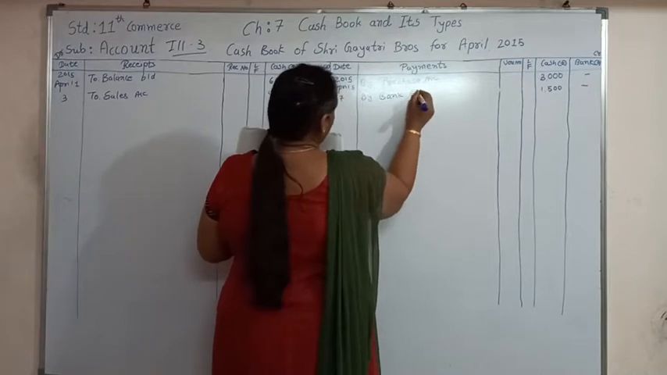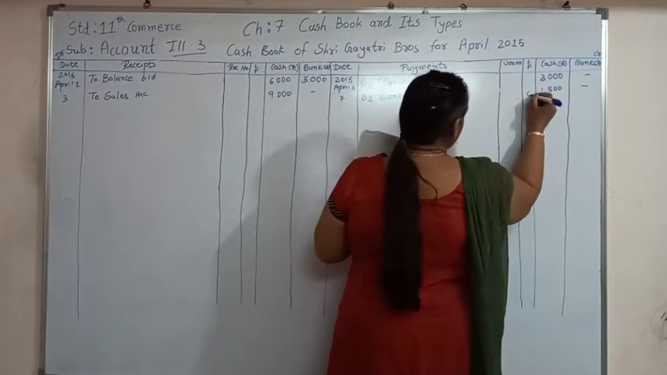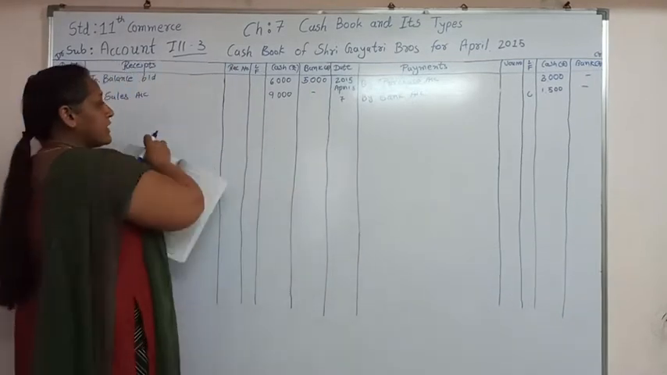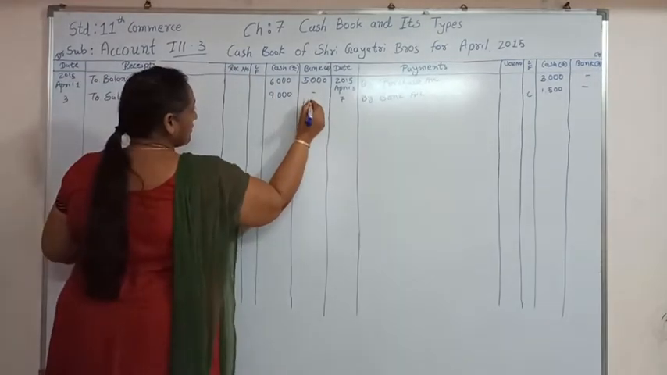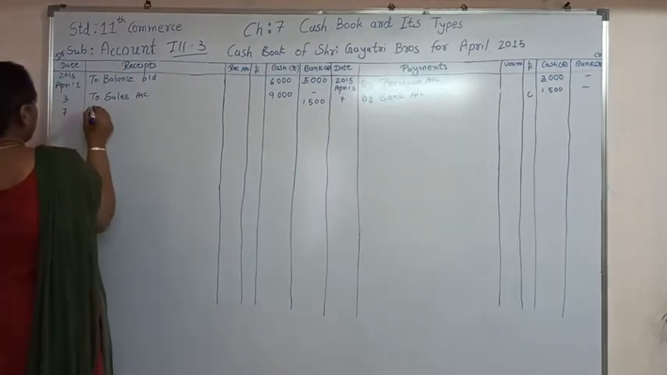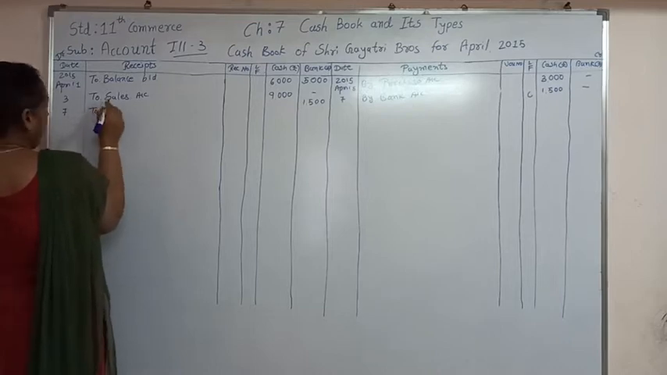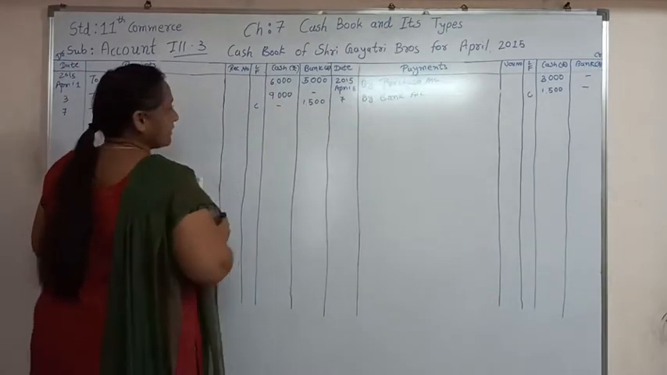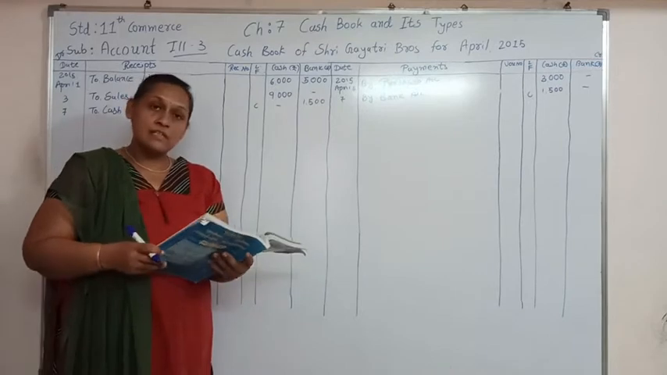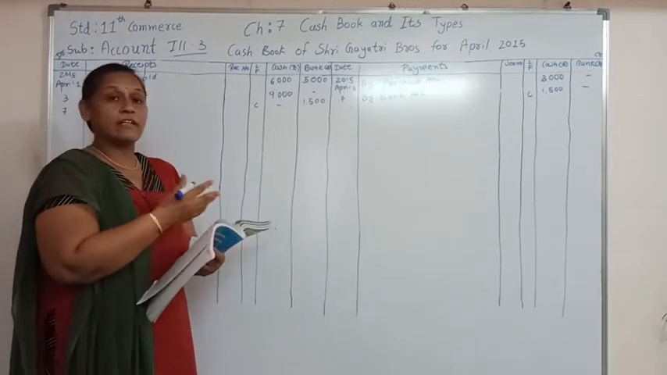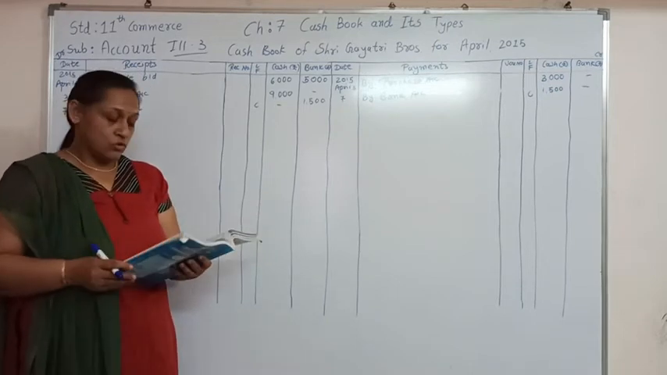As it is a contra transaction, in the column of LF we are going to write contra, and the same money we are going to receive in our bank account. So in the bank column we are going to write down 1,500, and here we will write to cash account, and in the column of LF we will write contra. So this is a contra transaction where we have to make the entry on both sides of the cash book.